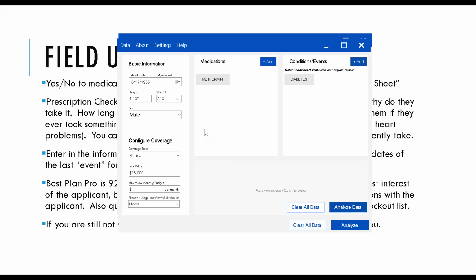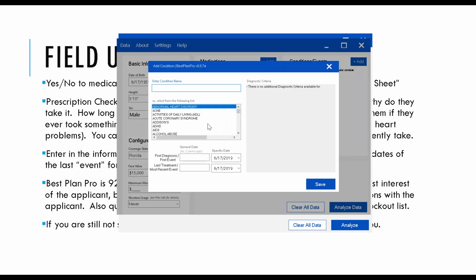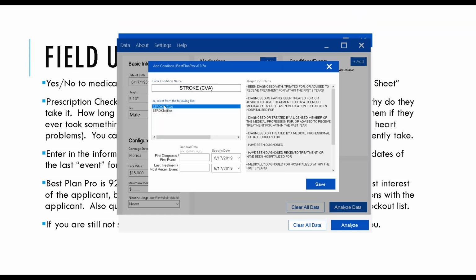This particular person told me that they had a stroke, so I'm going to type in the condition stroke, okay? A TIA is a mini stroke, a CVA is a regular stroke, and remember, we want to put in the last treatment or most recent event, and this person told us that they had a stroke 3 years ago. So that's 2016.